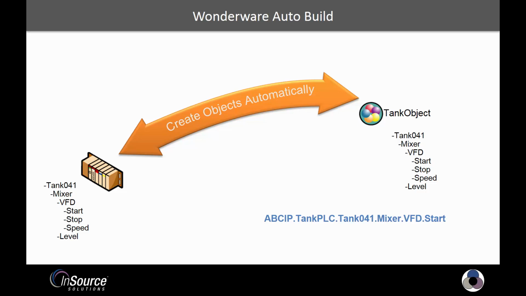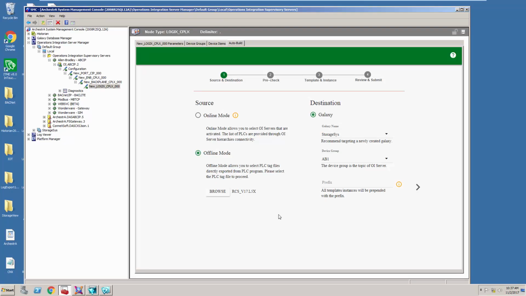Because PLCs nowadays are symbolically addressed, I can use that symbol name to link into the structures in the PLC. So there's no additional I/O addressing that needs to happen. This AutoBuild utility is part of the OI server configuration.